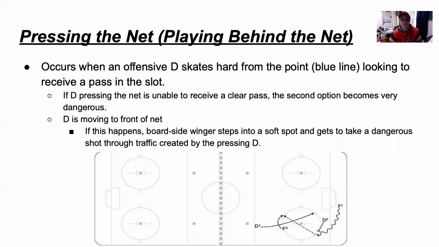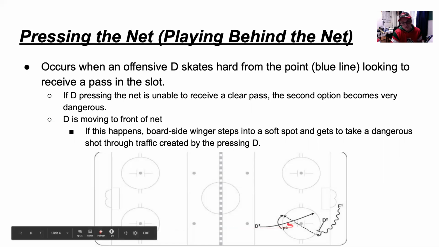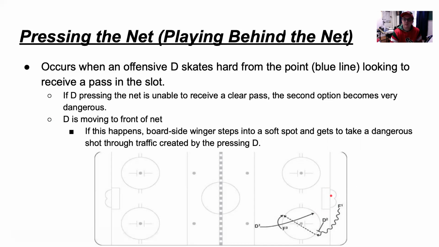We won't have enough room either, because if our defenseman can't get down low, and F1 doesn't have a passing lane, we're going to have to move our feet until we get one. If we still can't, we're going to have to look for a way to drive to the net. And D is moving to the front of the net. If this happens, the boards side winger steps into a soft spot and gets to take a dangerous shot through traffic created by the pressuring D.